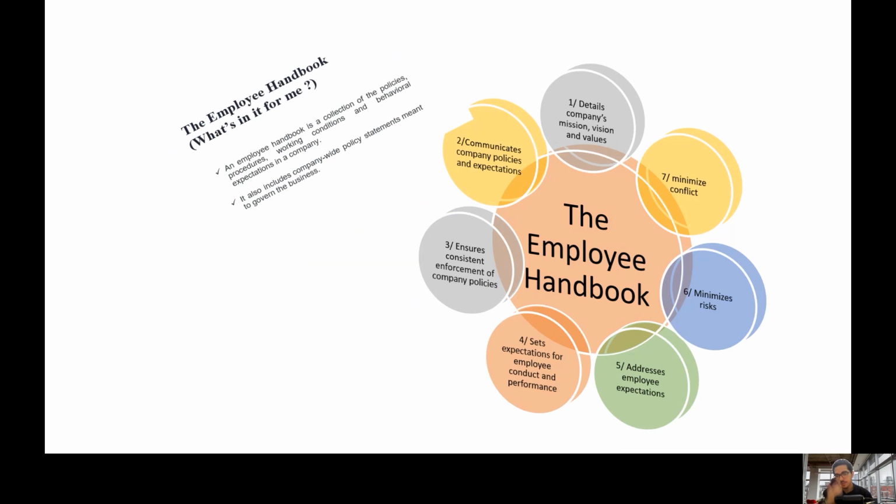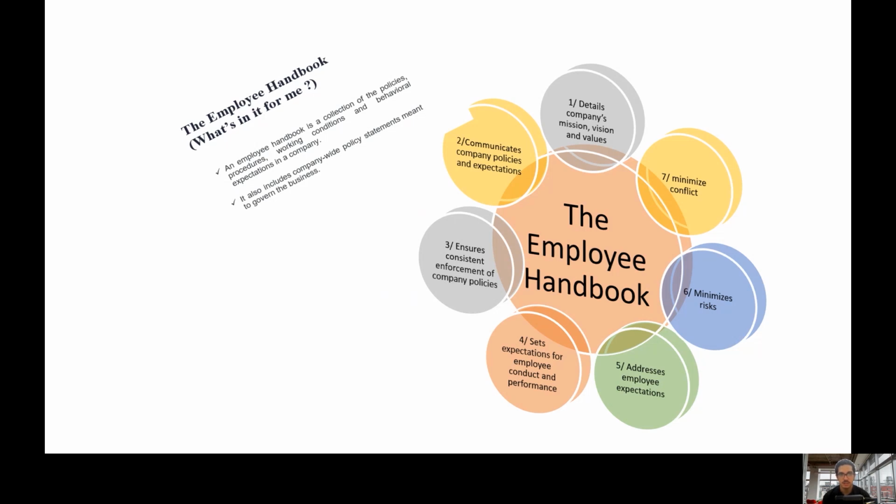Right. Finally, we have the employee handbook. So what's in it for me? The employee handbook is a collection of the behavioral expectations, working conditions, procedures, and the different policies in a company. Think of all of these compiled into one place, and it gives you a general idea of what you should be doing as an employee, as well as the things that might happen to you if you don't comply with the different policies and working conditions.